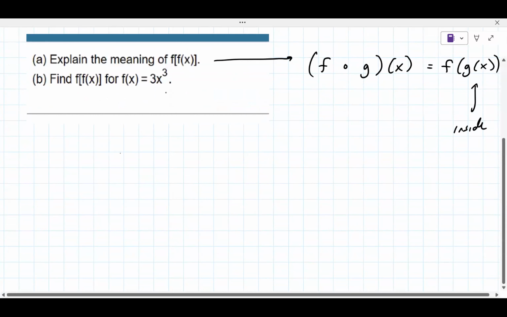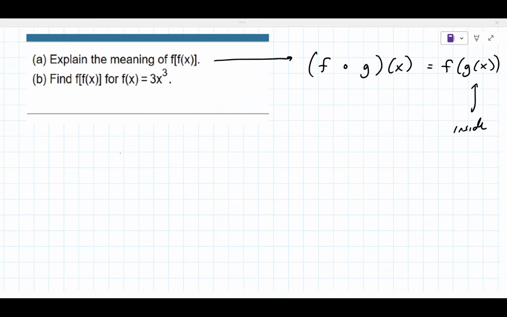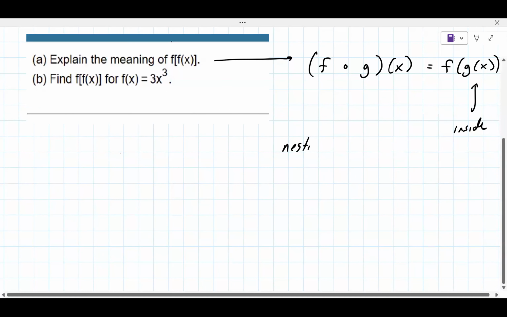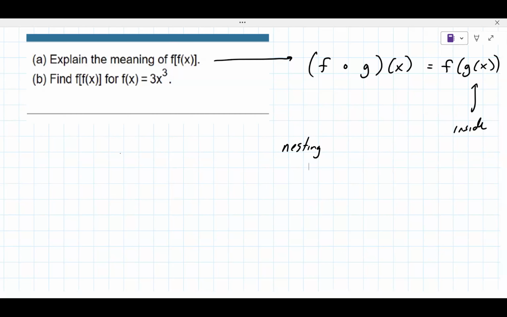Outside, which means that whatever the inside function is, you do that first. Now, typically they give you two functions here, but they're giving you the same one. It's a little wonky, like those nesting dolls where there's one doll inside the other, but here there's a function inside a function, which is a little bit awkward, but that's what you're going to have in this course.